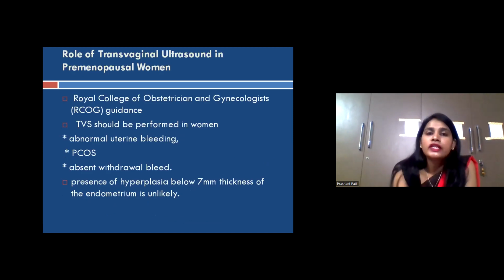What is the role of transvaginal ultrasound? In premenopausal women, we have to do a transvaginal sonography. The RCOG says any woman with abnormal uterine bleeding, any woman with PCO, any woman coming with absent withdrawal bleeding, we have to perform a TVS. And when the endometrial thickness is less than 7 mm, hyperplasia is very unlikely. So above 7 mm, we have to think of endometrial hyperplasia.